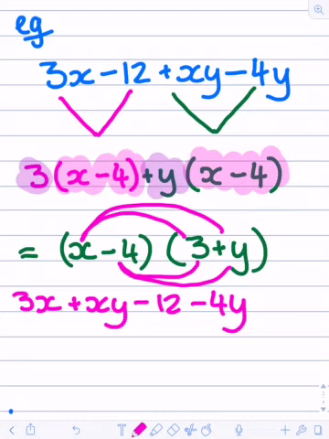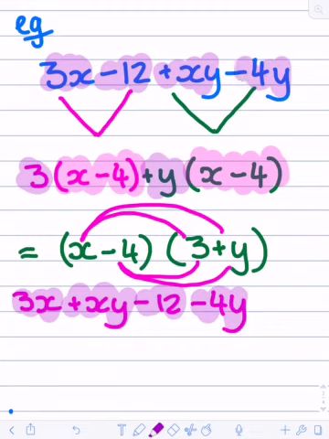Did that go back to the original expression? It did. Not in the same order, but it still is the same expression. So now we've said, okay, yep, it's correct. Let's have a look. 3x, yep, 3x, xy, xy, negative 12, and minus 4y, minus 4y. So although we factorized it into brackets, it's still the same answer.